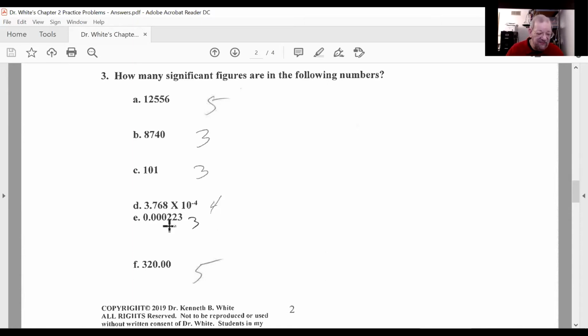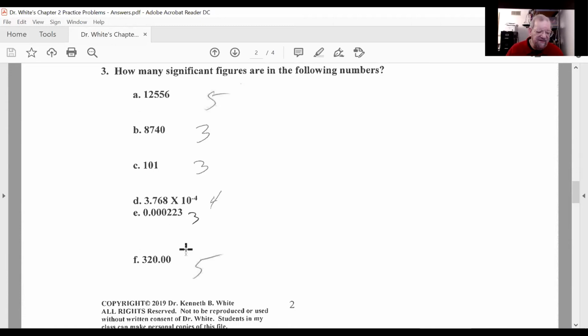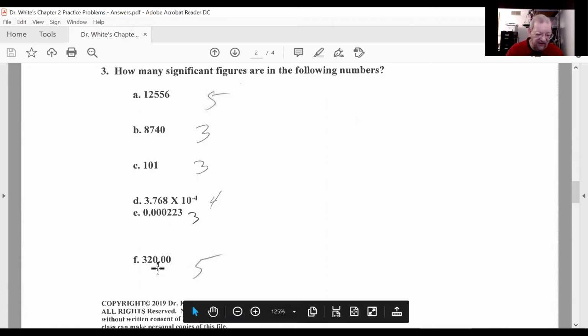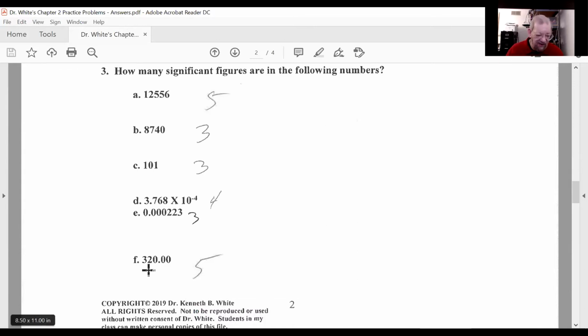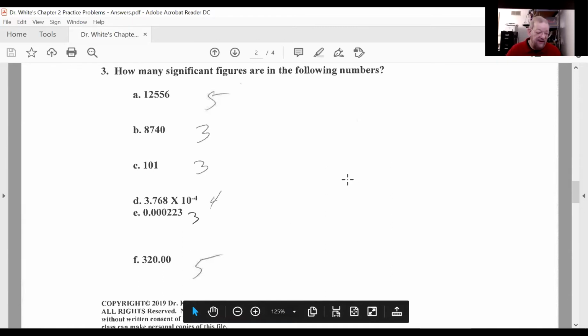If we look at E, we have leading zeros, but leading zeros in the front of a number, generally a number less than 1, are never significant, and therefore non-zero number, non-zero, non-zero, 3. And finally, zeros at the end with a decimal are always significant. So here's a non-zero number, 1, another one, 2, and these three zeros are too, so it's 3, 4, 5, and that's how you get 5 significant figures.